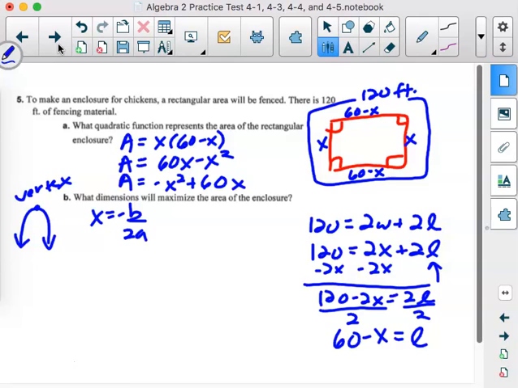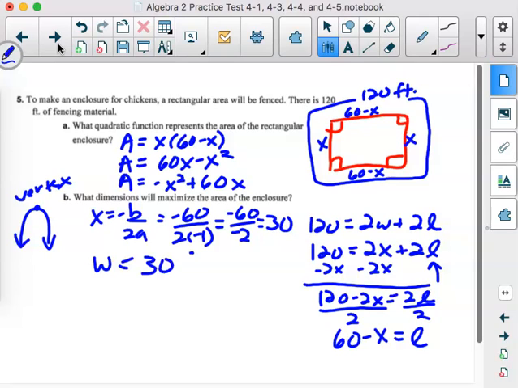A is negative 1 and b is 60. So this will be negative 60 over 2 times negative 1. And that will be negative 60 divided by negative 2, which is 30. So the width will need to be 30, and this was in feet.